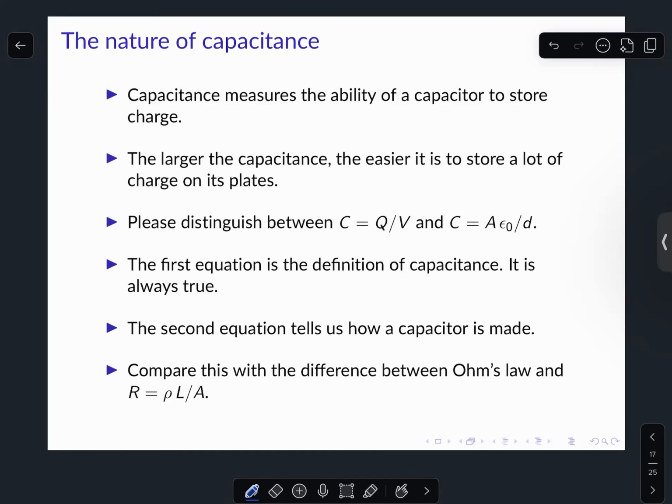One more thing on point 2. The easier it is to store charge on the plates of the capacitor, the bigger the capacitance you have.